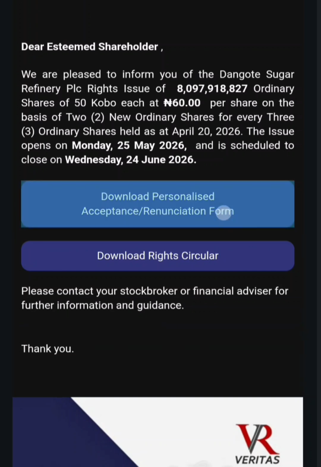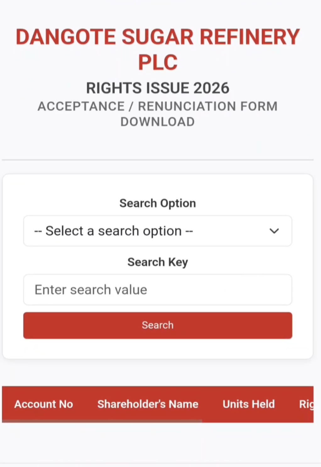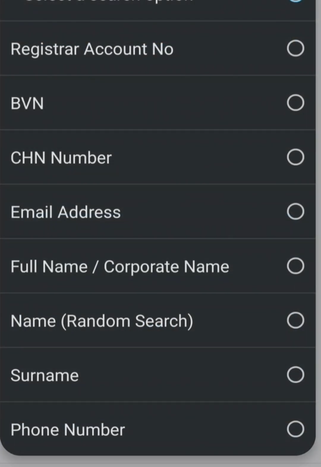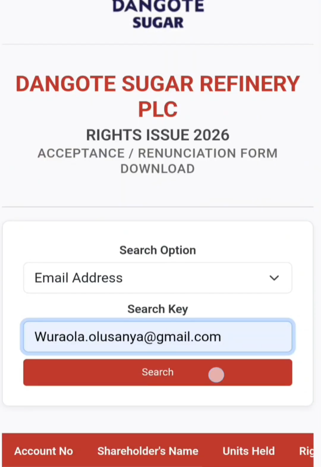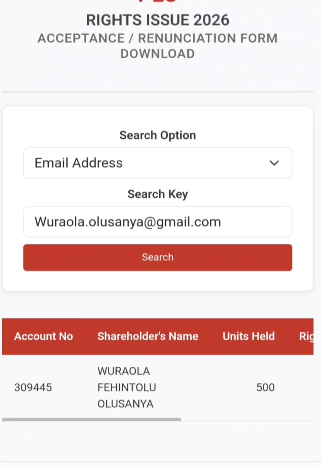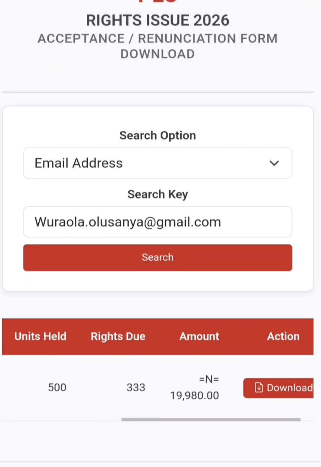I'm just going to download this form. If you can read that circular, it has some other information. So you can search. I'm going to search by my email address. I'm going to put that in, and then I have 500 units, so you can see that my rights is 333. I'm actually going to use this opportunity to stock up on Dangote Sugar, but that's up to you. You can decide what you want. I'm going to download this.